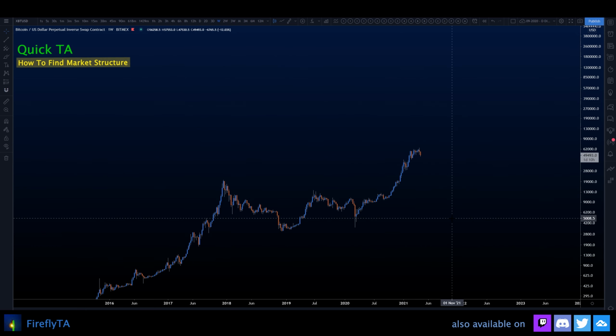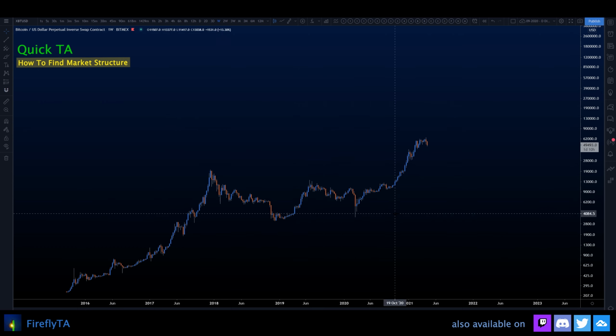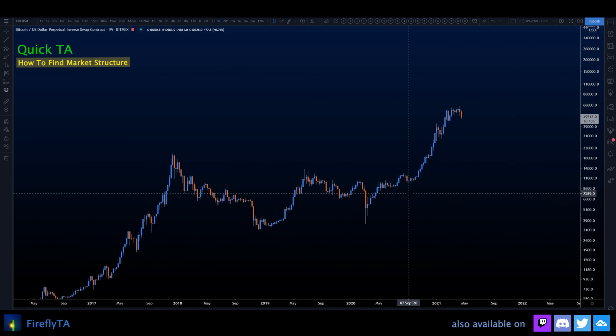And for this, we need to distinguish between market structure based on trend. You can find market structure based on where price is trending, and you can determine market structure based on support and resistance. We're going to do both. Let's dive into it.